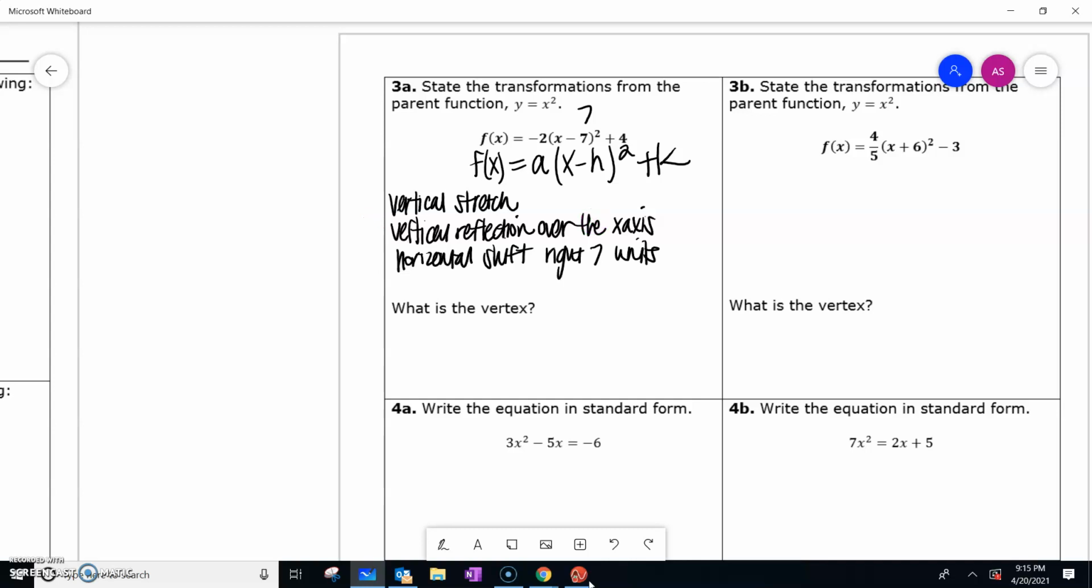All right. Then our last transformation is going to be our K, which is vertical, and we said that that's positive 4. That's actually true to what it says it is. So it's going to be a vertical shift up 4 units.